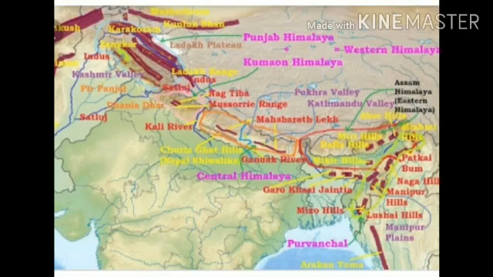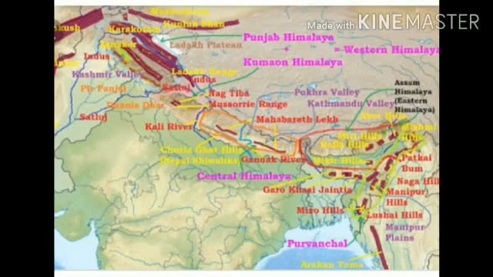Students, name the two rivers between which Kumaon and Assam Himalayas are demarcated. Yes, the Kumaon Himalaya is demarcated between the Satluj and the Kali rivers. The Assam Himalaya is demarcated between Tista and Dihang rivers.